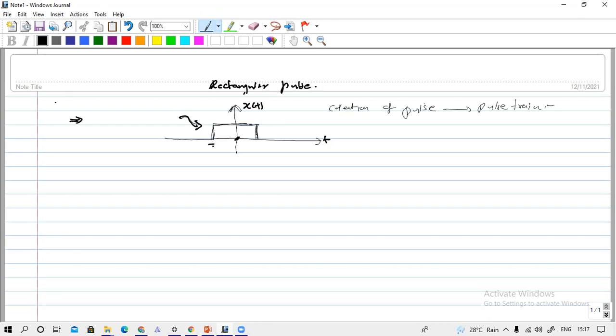Here I will take this as minus tau and this as plus tau. So what is this value? It is 2 tau, no? 2 tau. So that is the pulse duration, and we call it the pulse width.